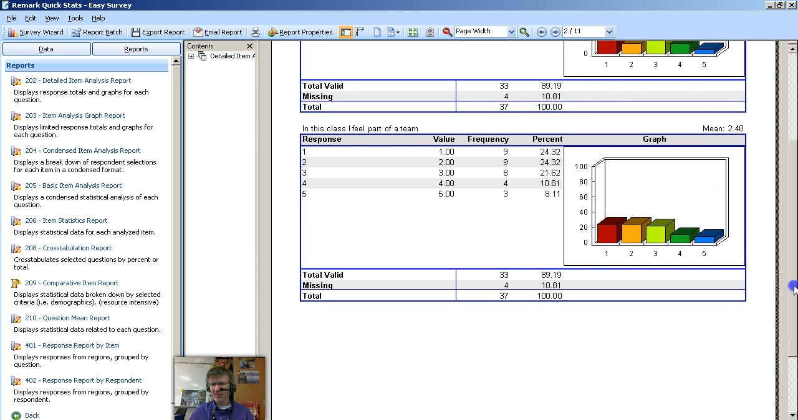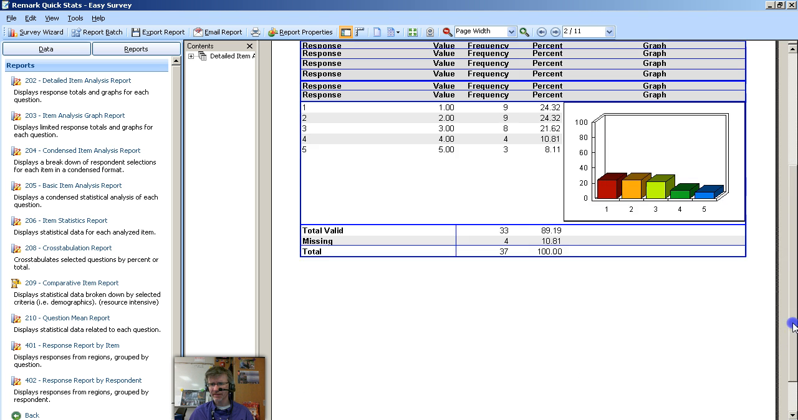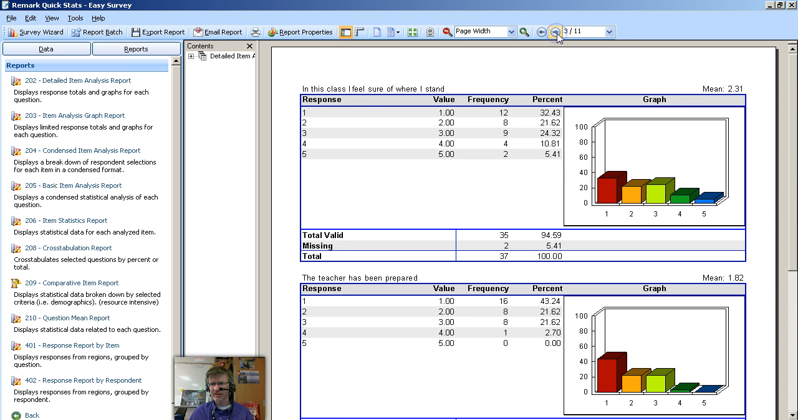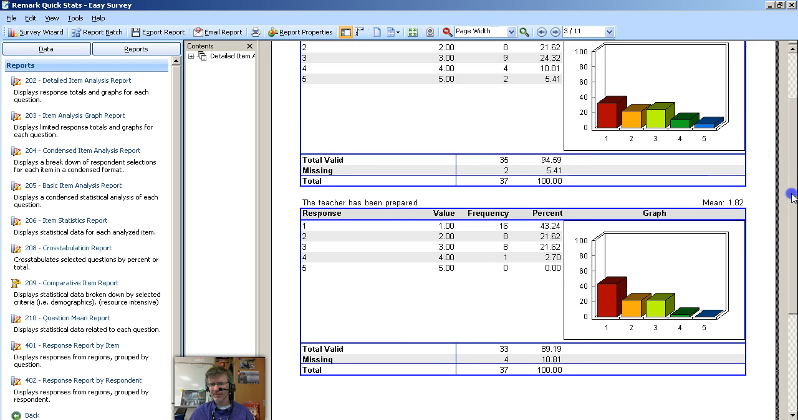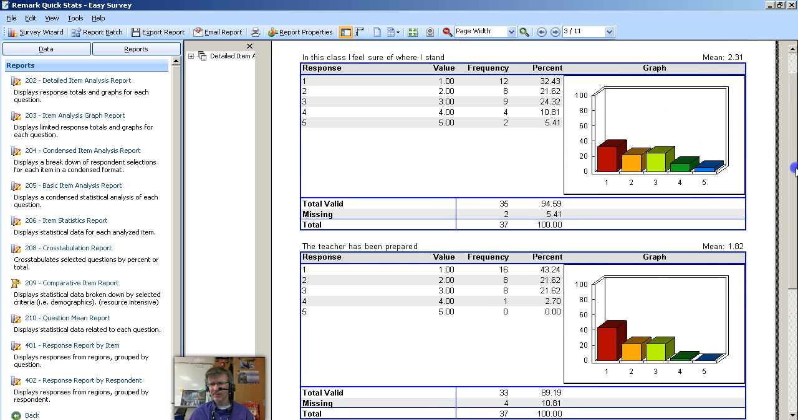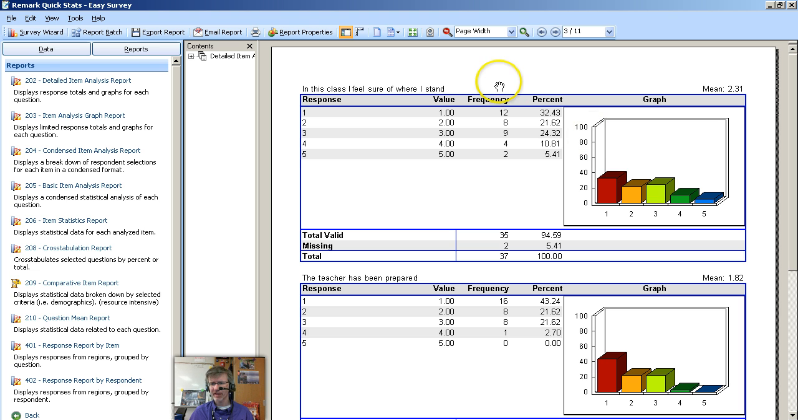In this class, I feel part of a team, fairly flat. So you get some idea of the response, the frequency, and the percent of responses that you have. Notice too that if a question was not answered, it's marked missing, and those are also perhaps a significant portion of your data that you want to keep an eye on.